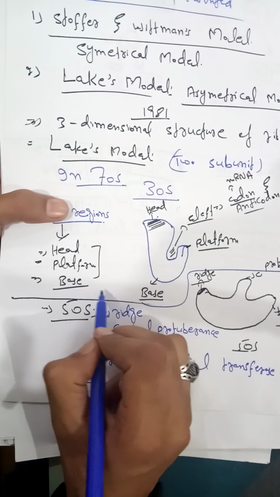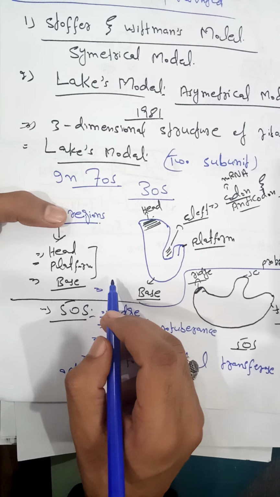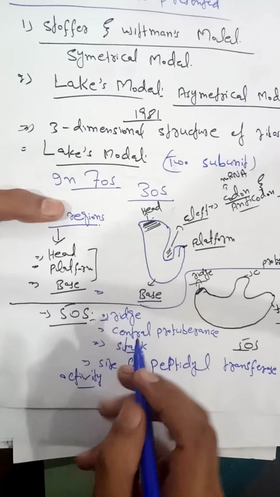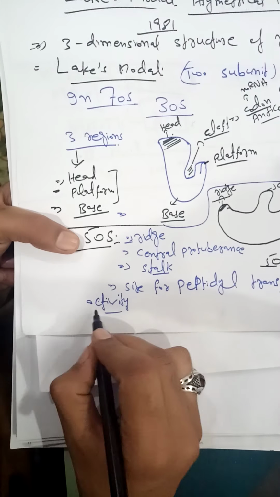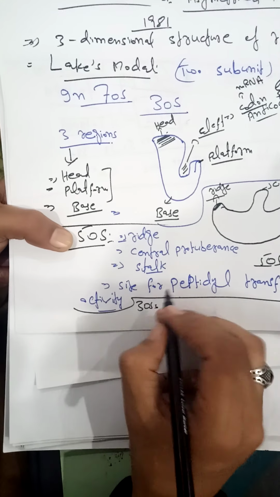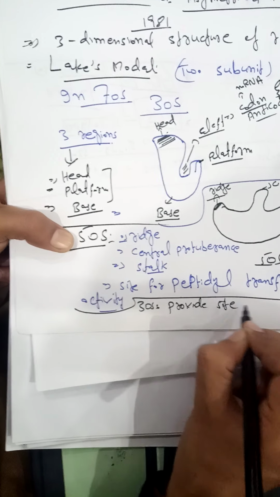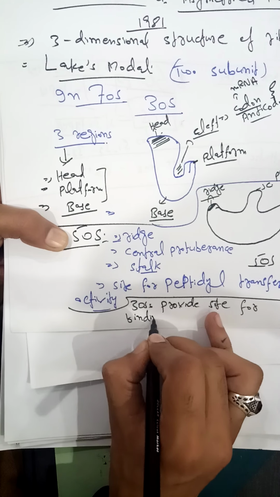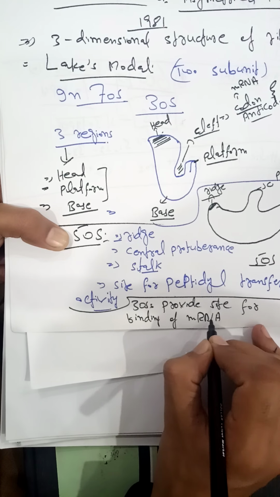And the 30S subunit provides the binding site for messenger RNA.